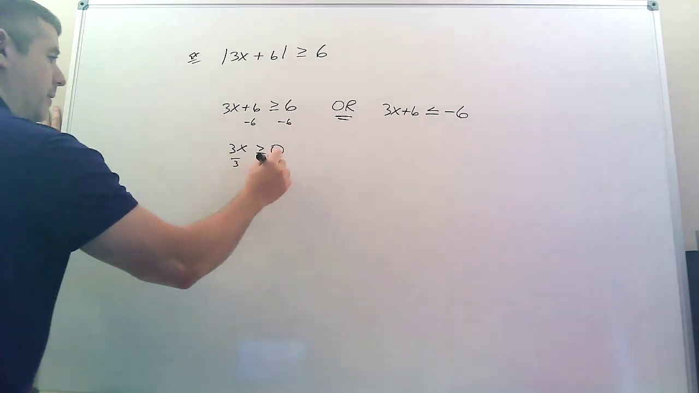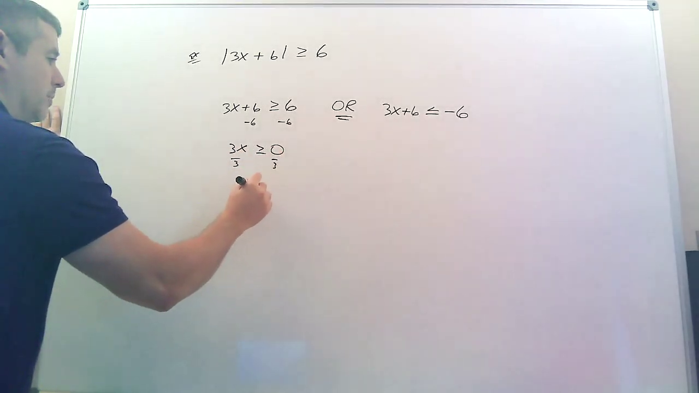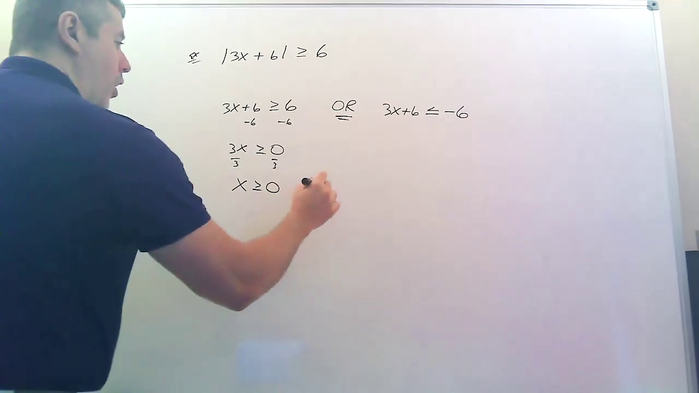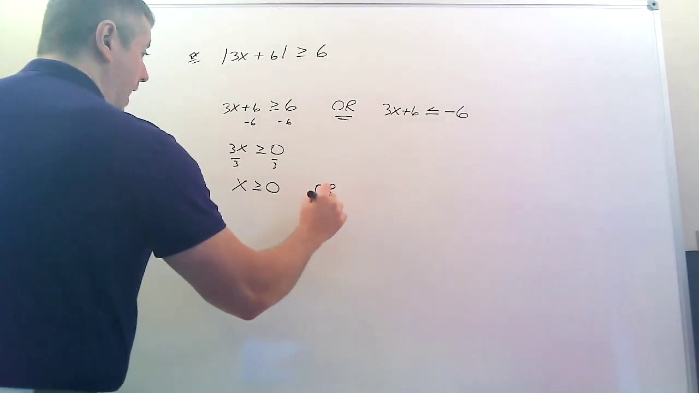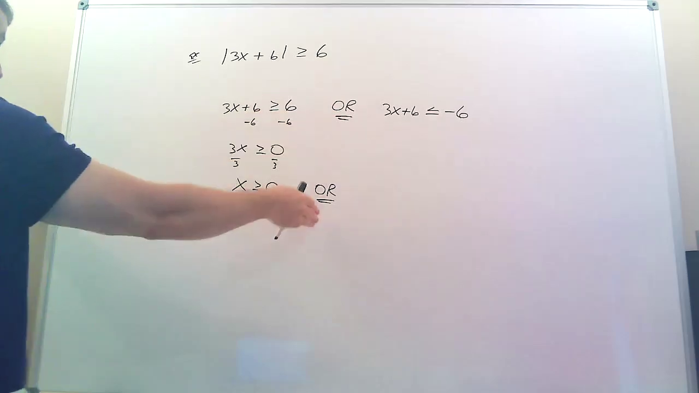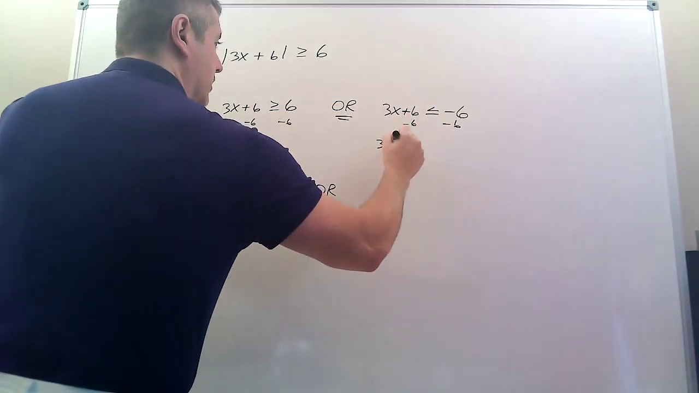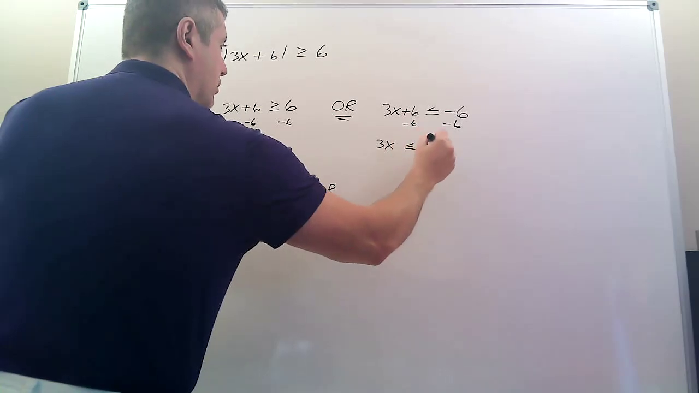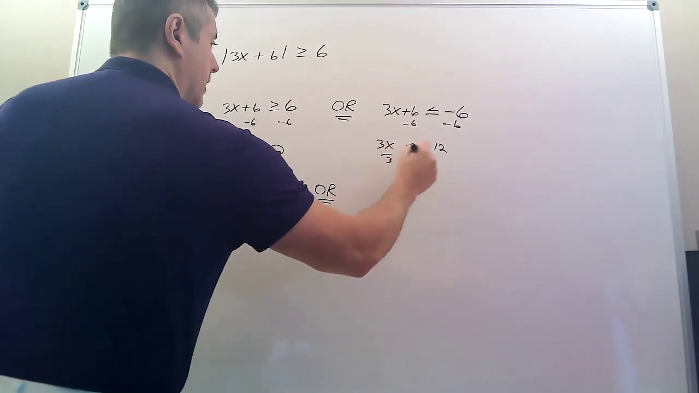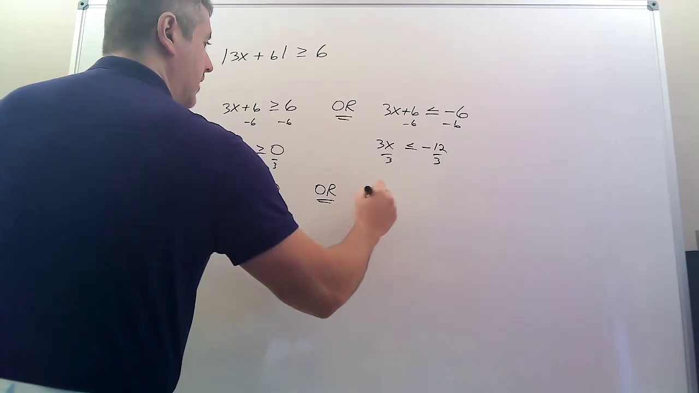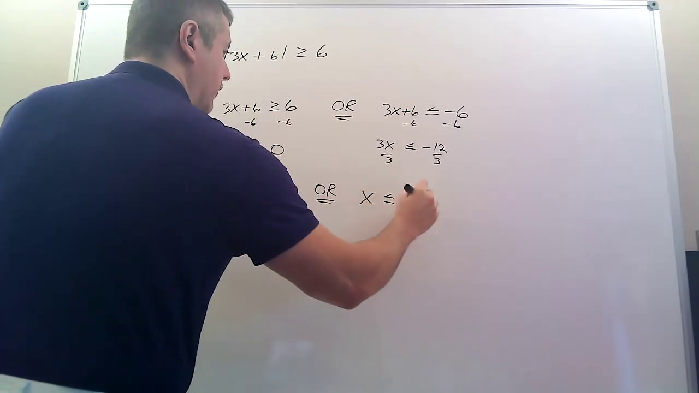But when you divide by 3, you just have x must be bigger than or equal to 0. Or, now you write it. I write it in the beginning and I write it at the end. I'm going to subtract 6 here. That tells me that 3x has to be less than or equal to -12. And I'm going to divide by 3 again. That means that x had to be smaller than or equal to -4.